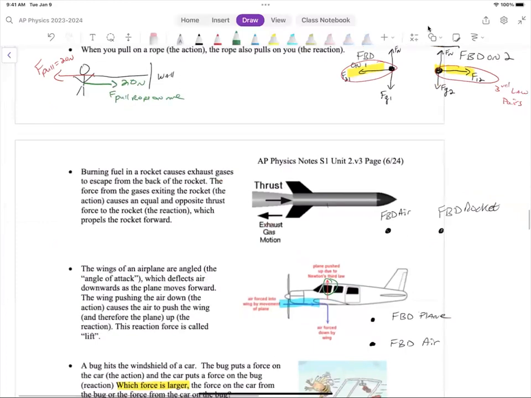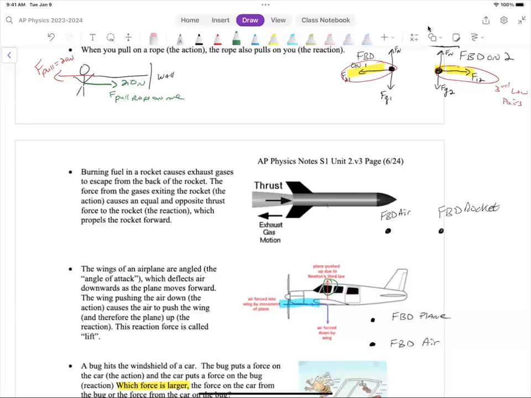Next object. Let's take a burning fuel in a rocket, which causes exhaust gases to escape from the backside of the rocket. So we're shoving gas out the back end of the rocket. That gas will bombard all the air particles, putting force on the air particles. The air particles then will push back on the rocket in an equal but opposite direction.